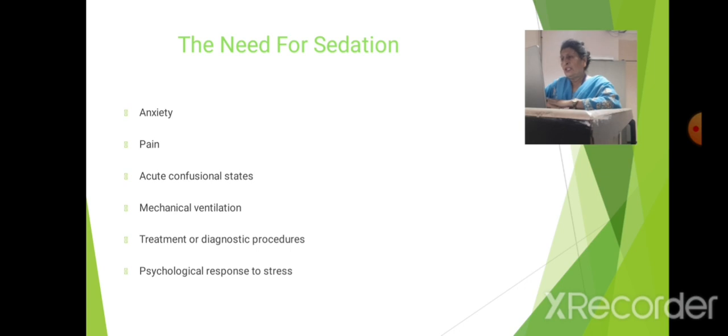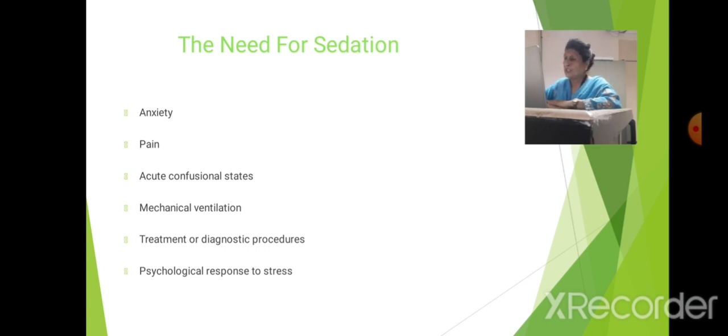Second thing, acute confusional state. This is one of the most important causes for which a patient needs sedation: they are badly confused, either from the point of view of their disease, or from the point of view of what will happen to them.